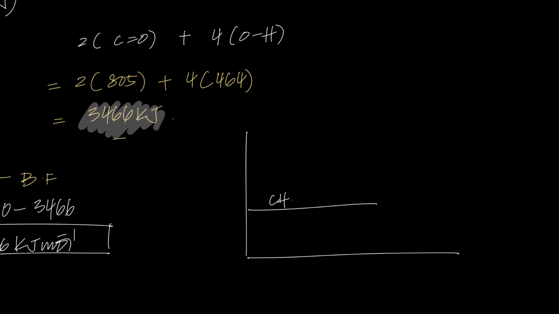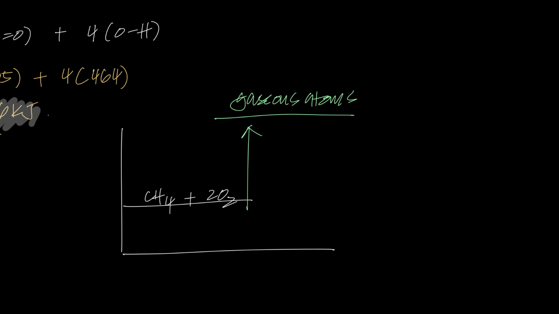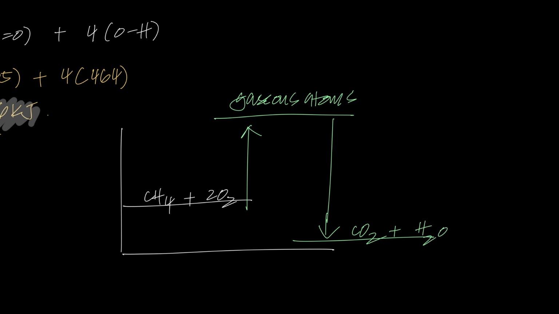Even if I talk about CH4 reacting with 2 moles of oxygen, what's going to happen first is all the bonds are going to break, and you're going to end up with gaseous atoms right here. Then all the bonds are going to form, and you're going to end up with products right here, which is carbon dioxide and 2 H2Os.